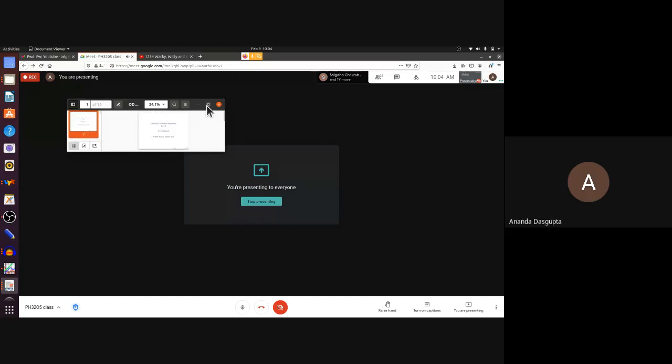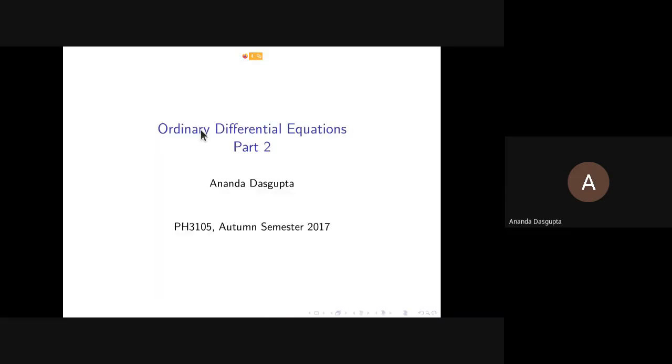Okay, so today we will continue with the ordinary differential equations theory part and introduce a few new algorithms. Now you might wonder why we would want to bother about new algorithms at all. After all, as I said in the last class, the Runge-Kutta fourth order is pretty decent.